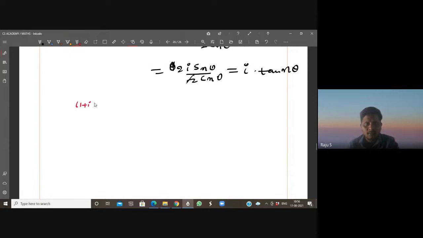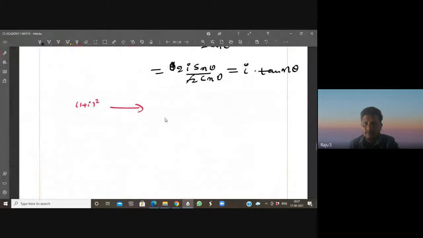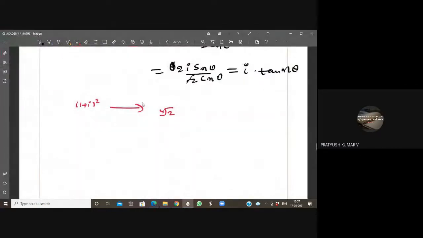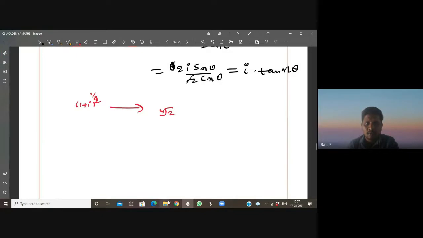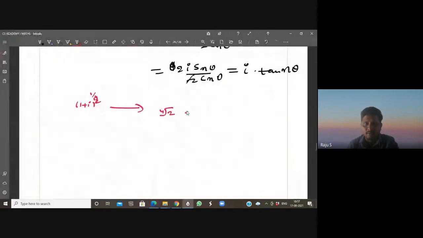1 plus iota whole square. One of the values is fourth root of 2. Sir, 1 plus iota whole power 1 by 2, sir. Okay, square root of 1 plus iota now. e to the power of iota times pi by 8.